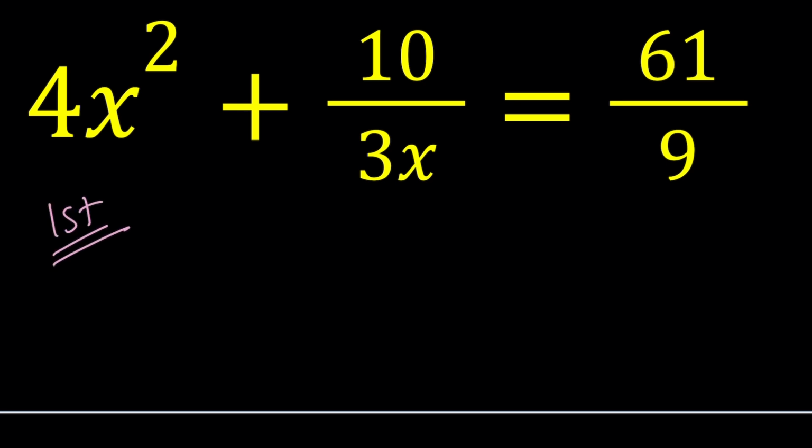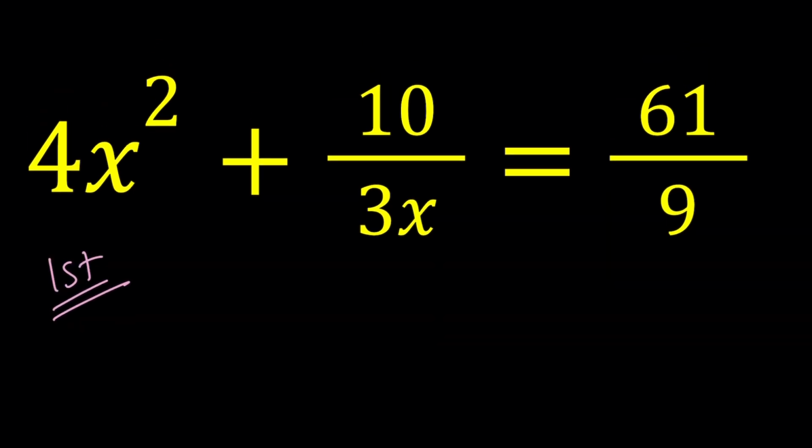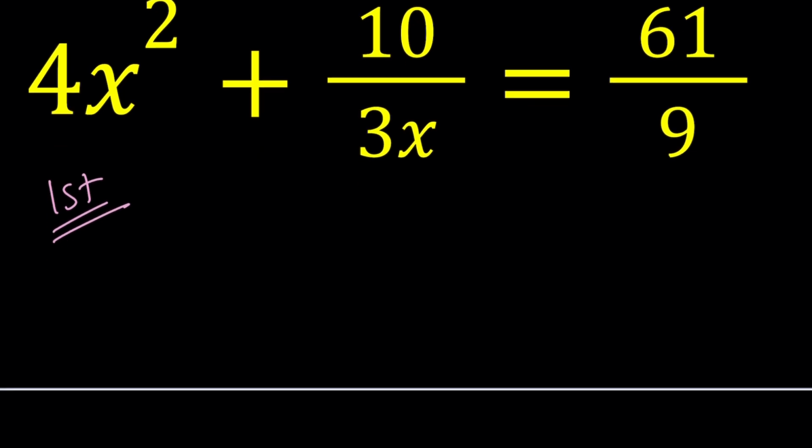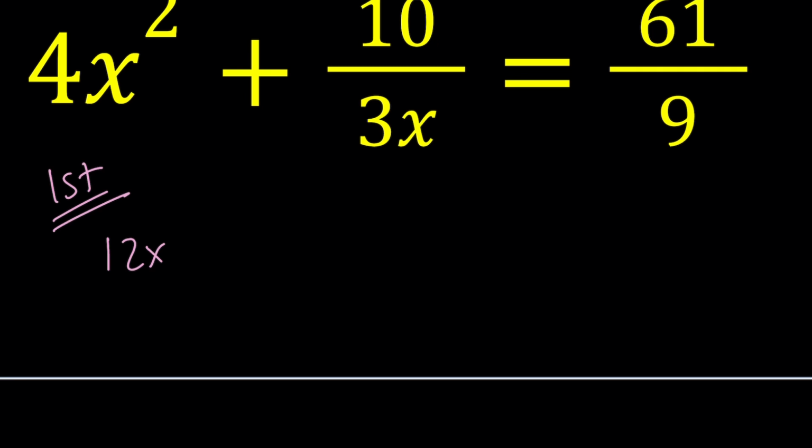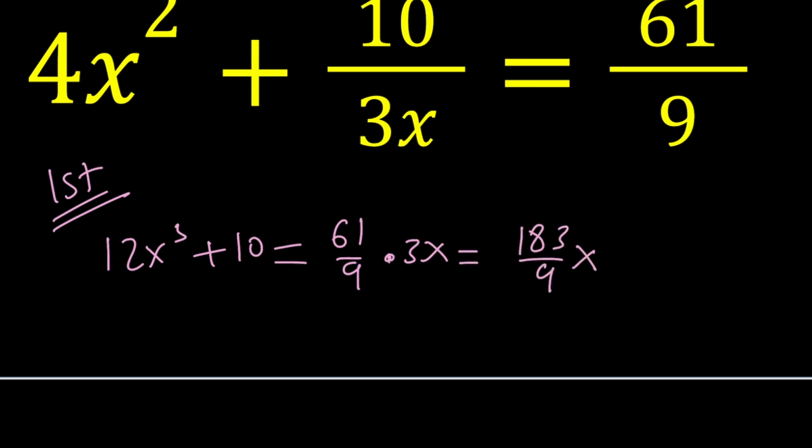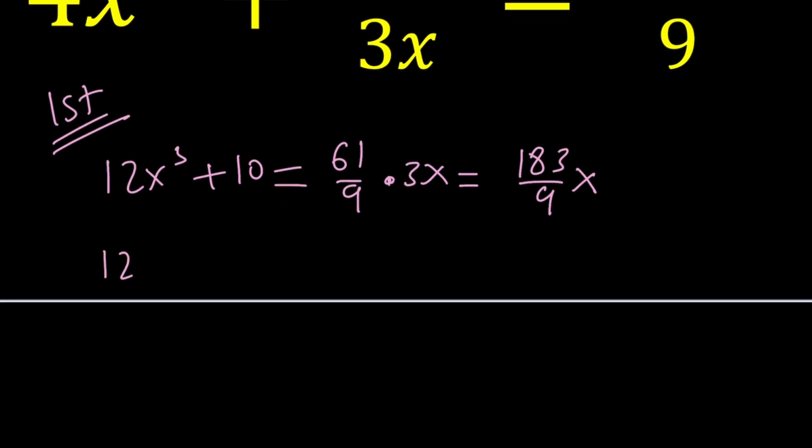For my first method, I want to go ahead and make a common denominator, or you might just as well multiply everything by 3x. That would give you 12x cubed plus 10 equals 61 over 9 times 3x, which you can write as 183 over 9x. And then you can go ahead and put everything on the same side: 12x cubed minus 183 over 9x plus 10 equals 0.